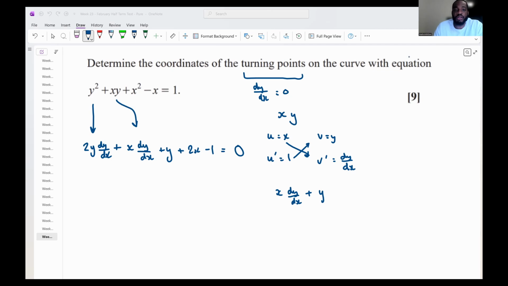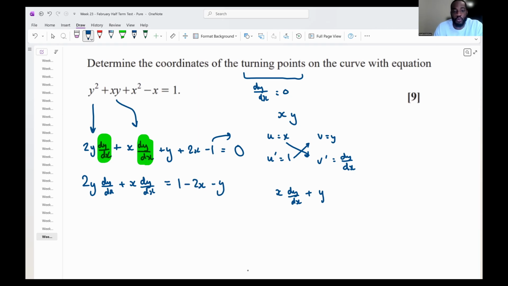We're trying to figure out the values where dy/dx is 0, so we need to find dy/dx. We're going to use a bit of algebra and make dy/dx the subject. Let me move everything that doesn't have a dy/dx in it to the right-hand side. So I'll have 2y dy/dx plus x dy/dx is equal to, I'll put minus 1 to be plus 1, and minus 2x minus y. Okay? So therefore, we are here.